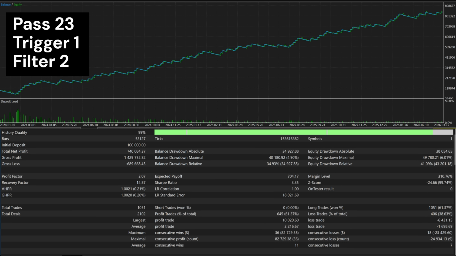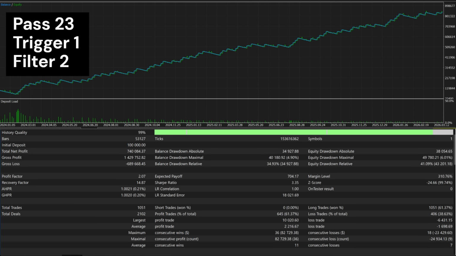This configuration uses Trigger Mode 1 with Filter Mode 1 as identified during the optimization phase. Starting from an initial deposit of $100,000, the strategy generated a total net profit of approximately $740,000. This brings the final equity to around $840,000, representing a more than 7 times growth over the testing period.